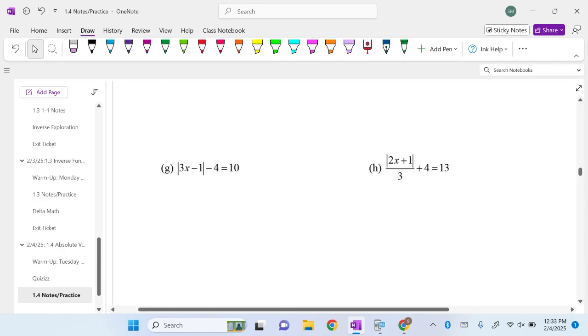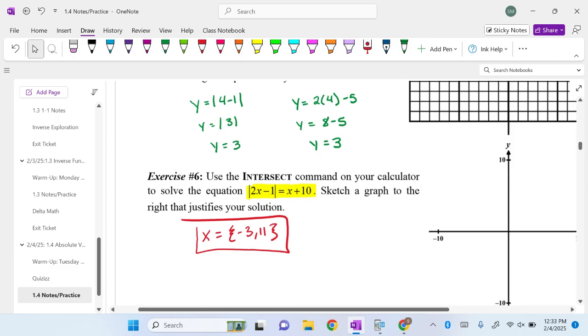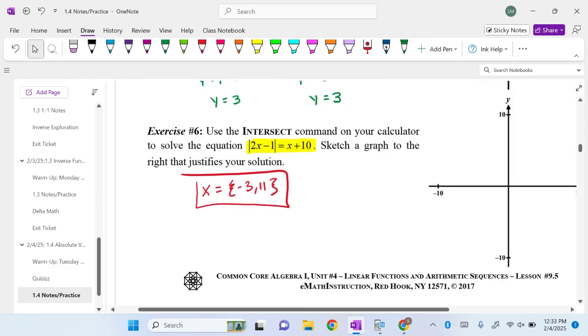So guys, make sure you zoom out too, because you may have more than one answer, but your zoom doesn't show it to you. I'll give you guys another minute, and then we'll talk about it.